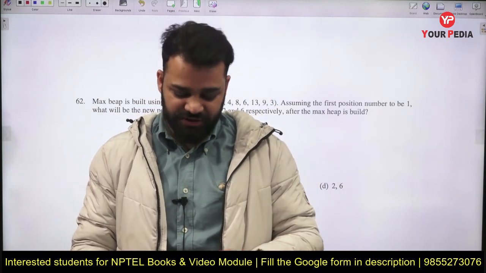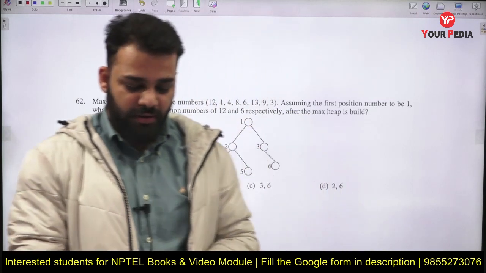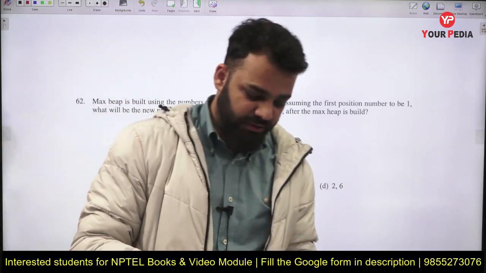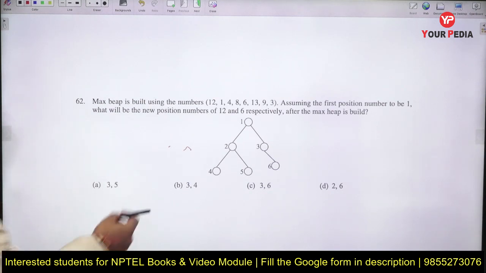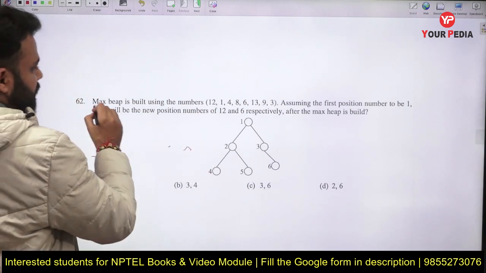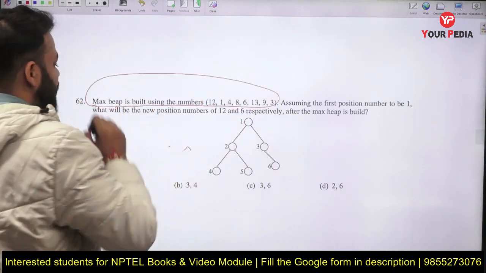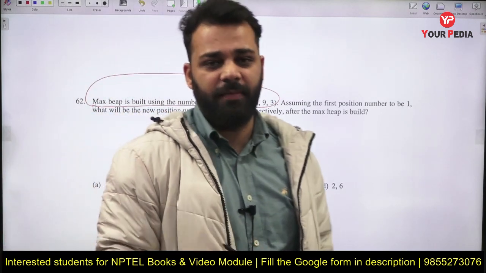So today we will be doing a question from our NPTEL question bank series. The question is from algorithms, question number 62, and you can find this question on page number 11. The question is, max heap is built using the numbers. These are the numbers that have been given to us, and you are building a max heap.